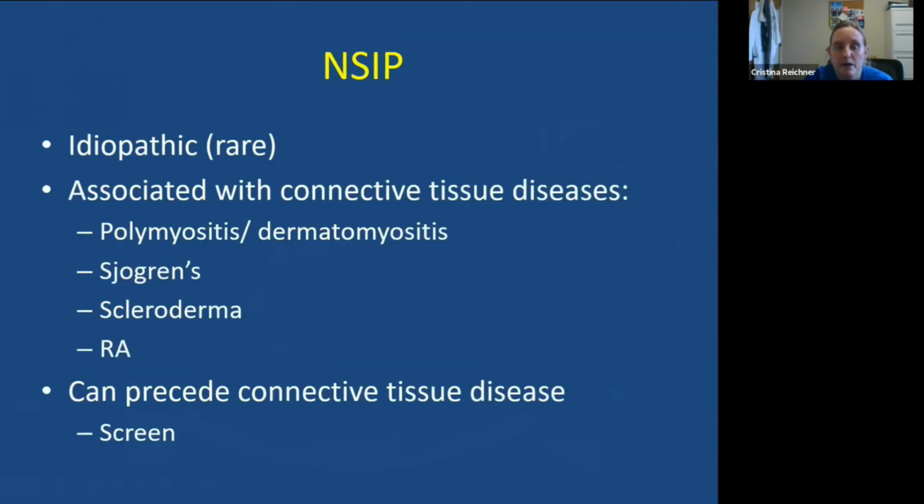It can be idiopathic, but most of the time it's associated with an underlying connective tissue disease. And it really can be any of them. Here I listed the most common ones, and sometimes it can precede the connective tissue disease even by years.